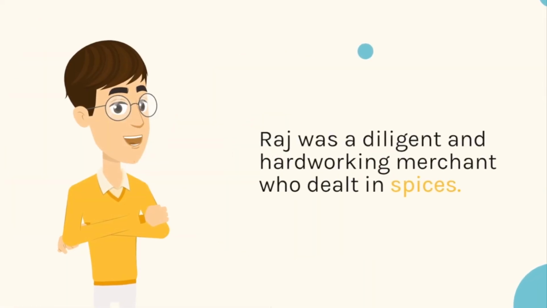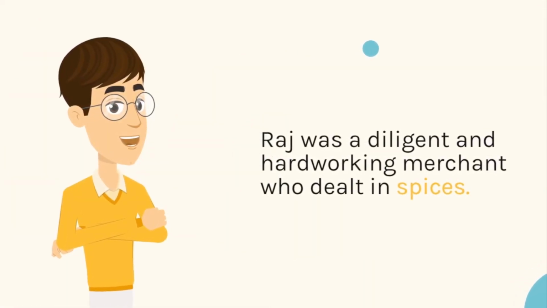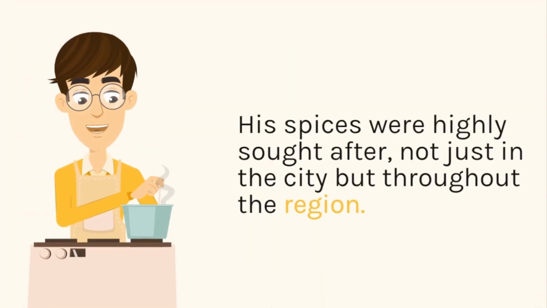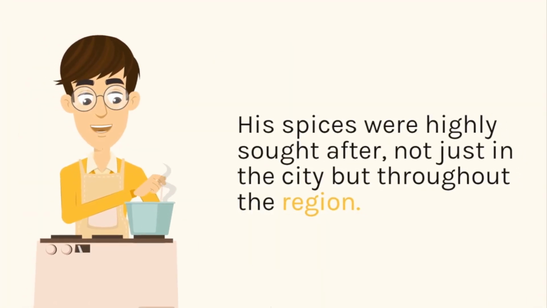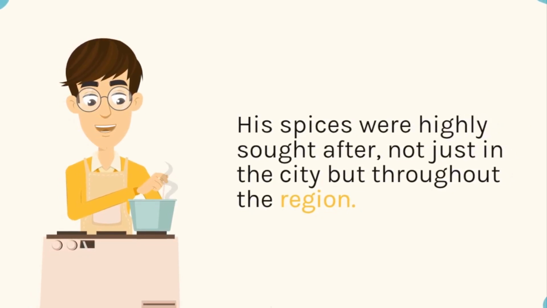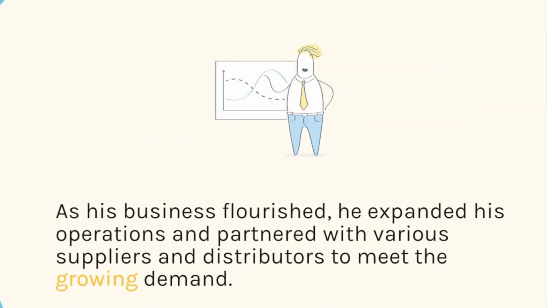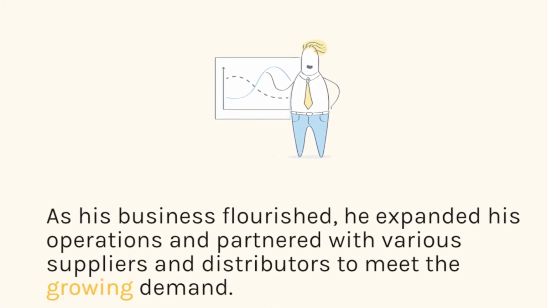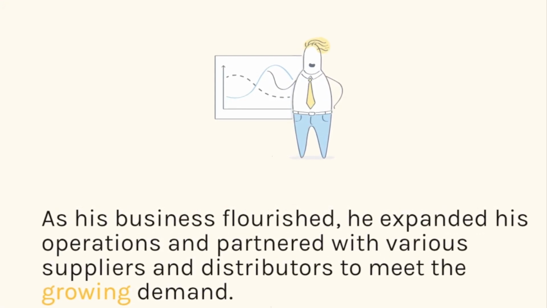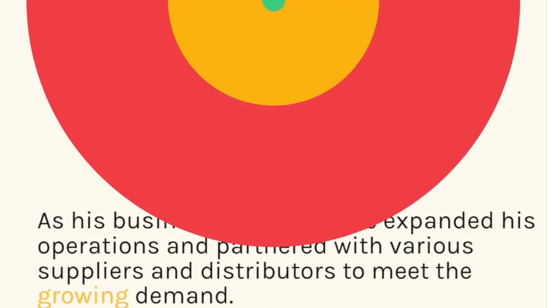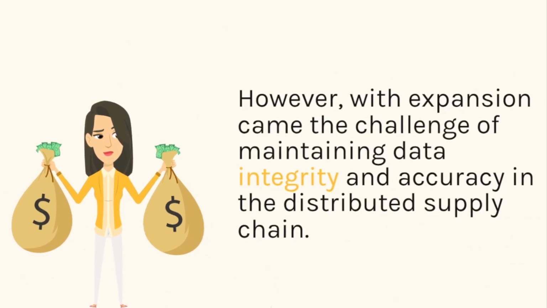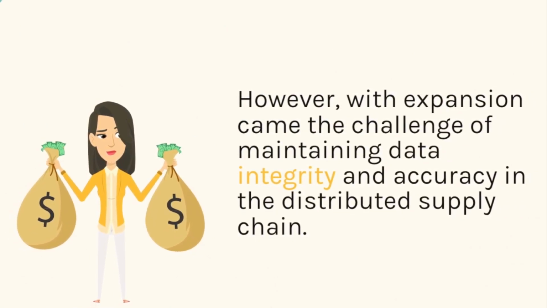Raj was a diligent and hard-working merchant who dealt in spices. His spices were highly sought after, not just in the city but throughout the region. As his business flourished, he expanded his operations and partnered with various suppliers and distributors to meet the growing demand. However, with expansion came the challenge of maintaining data integrity and accuracy in the distributed supply chain.